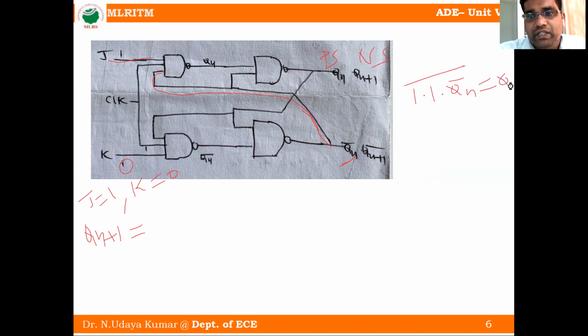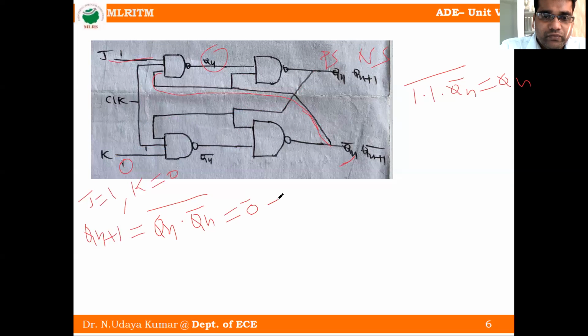So finally we will get Qn. Okay, then what is the second input? Second input means Qn bar is given. So the first input is Qn, and the second input is Qn bar. A into A bar is equal to 0, so 0 bar is equal to 1. So we got the value 1. Instead of getting Qn or Qn bar, we got one numerical digit.